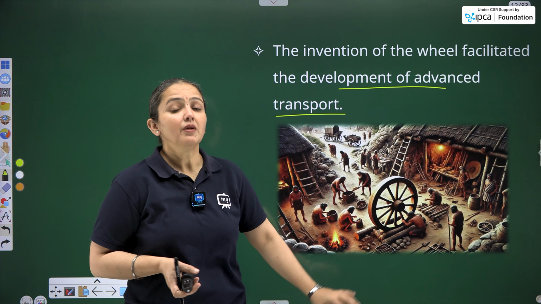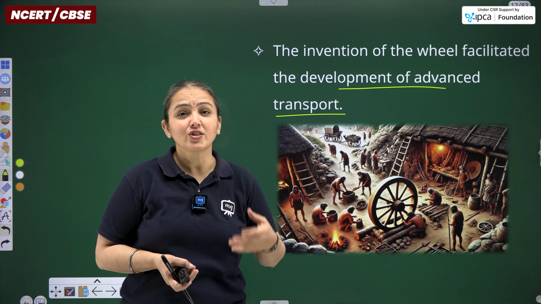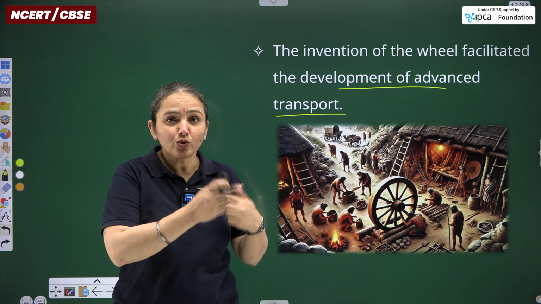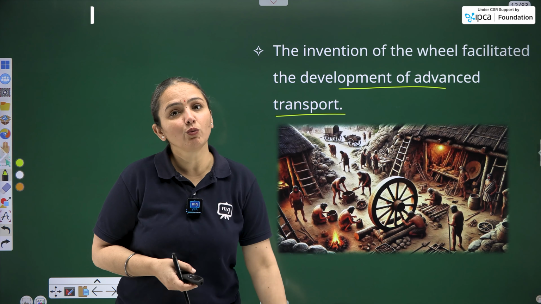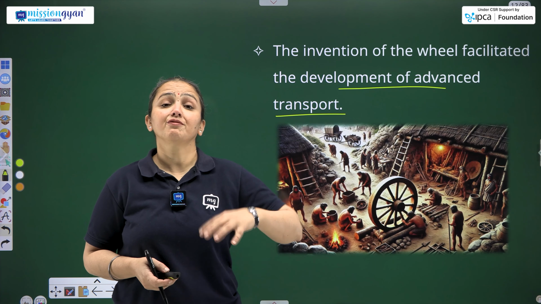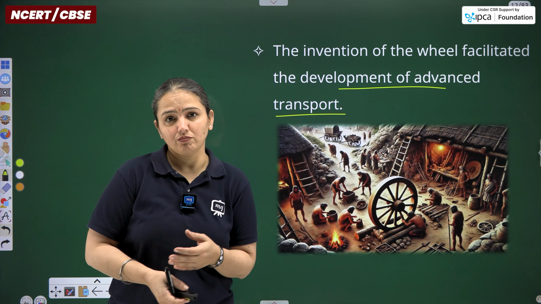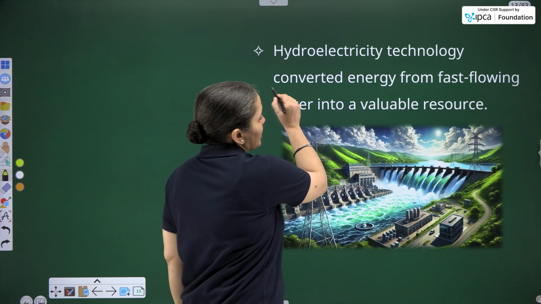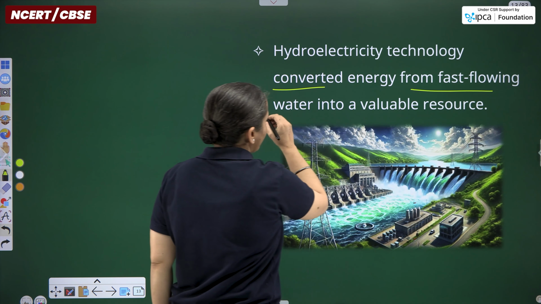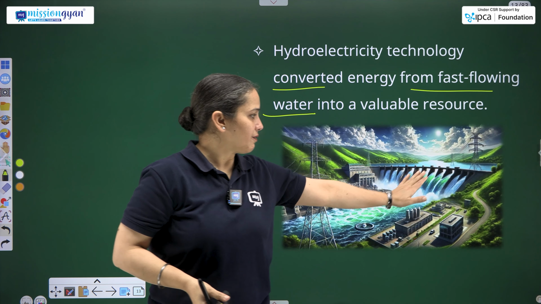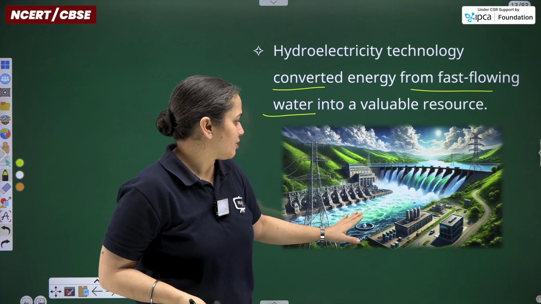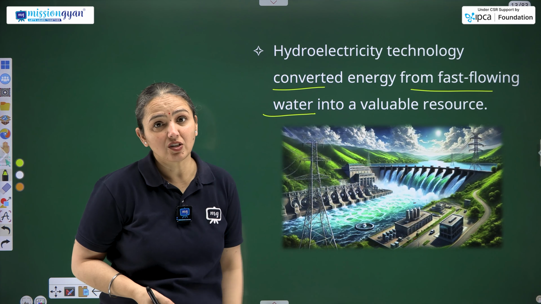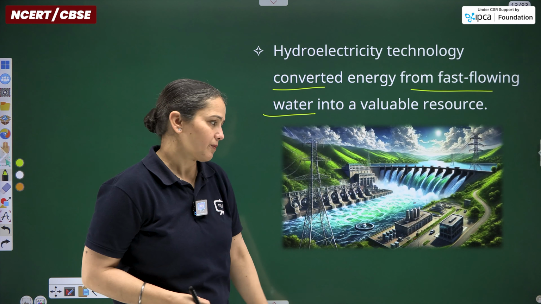It was of square shape, and after some more inventions and changes within that square wheel, as some difficulties were being faced with the usage of the square wheel, this circular wheel was introduced, and it helps in the development of advanced transport, and we are still going on with that. Hydroelectricity technology converted energy from fast flowing water. On the dams, you can see the fast flowing water, and beneath are the turbines that move with the speed of the falling water, and that is how electricity is generated in the dams.